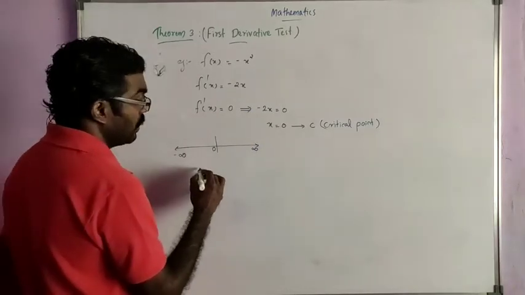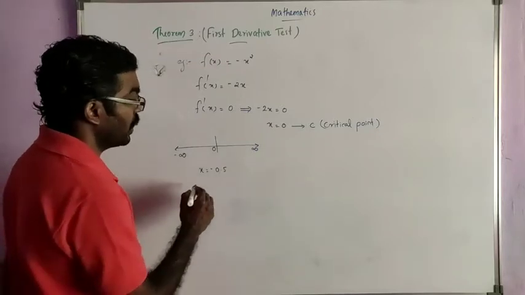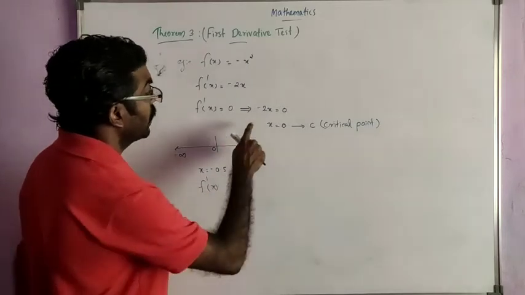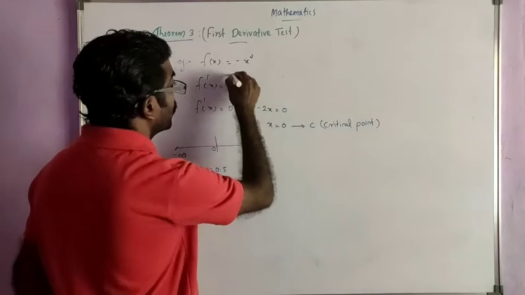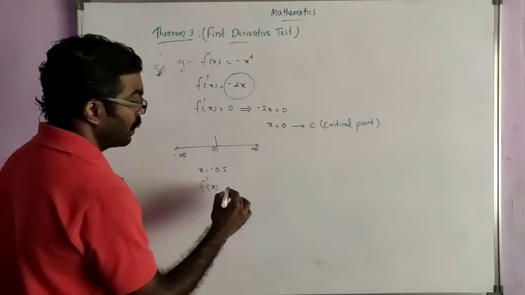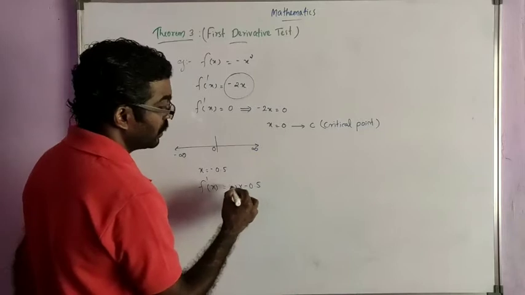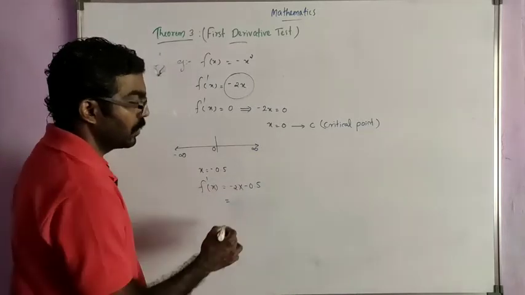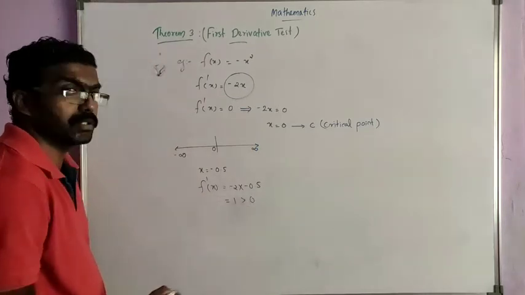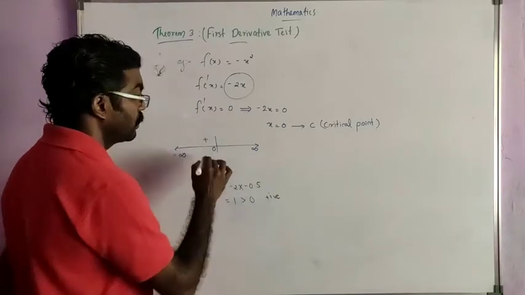Let us take the value of x as minus 0.5. So if x is minus 0.5, then what is the sign of f dash of x? f dash of x is minus 2x, minus 2 into minus 0.5. That means minus into minus is plus, 2 into 0.5 is 1, which is greater than 0, positive. So here the sign is positive.